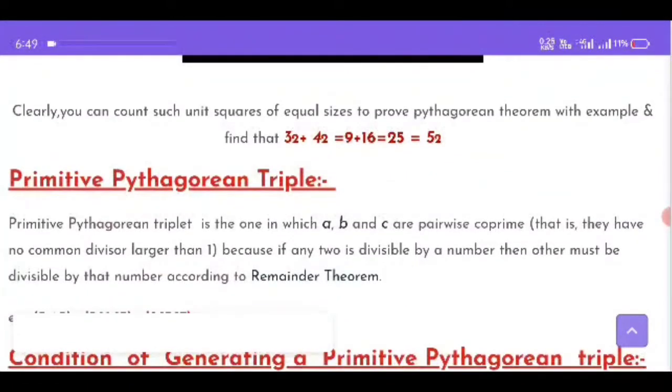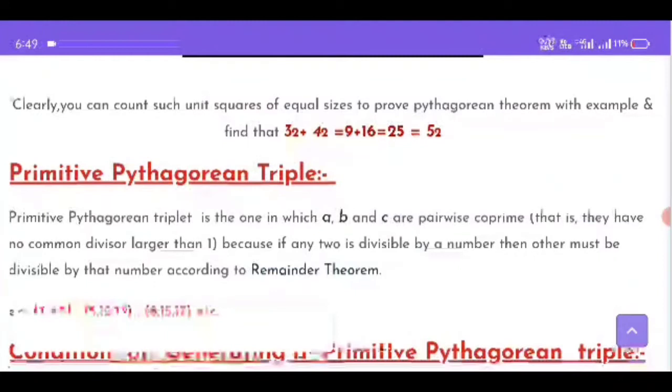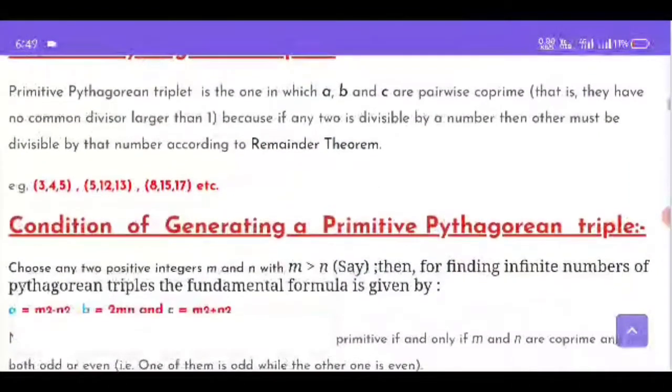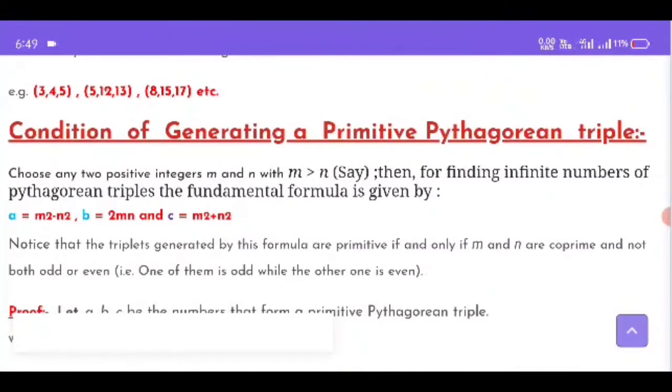So let's move into the classification of Pythagorean triples. There are two types, one is primitive and another one is non-primitive. So what is a primitive Pythagorean triple? Basically, a primitive Pythagorean triplet is one in which a, b and c are pairwise coprime or relatively prime. That is, they have no common divisor larger than 1, or they have GCD 1, because if any two are divisible by a number, then the other must be divisible by that number according to the remainder theorem. I will let you know in the further remainder theorem. Some common examples of Pythagorean triples are 3, 4, 5; 5, 12, 13; 8, 15, 17.